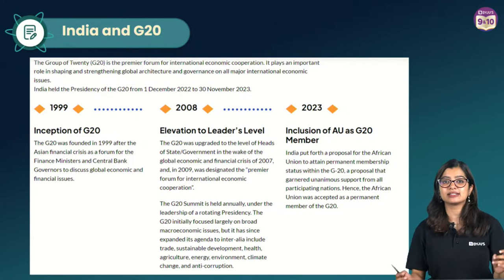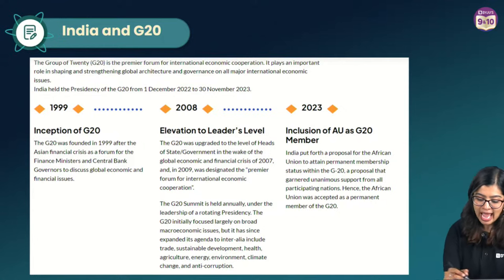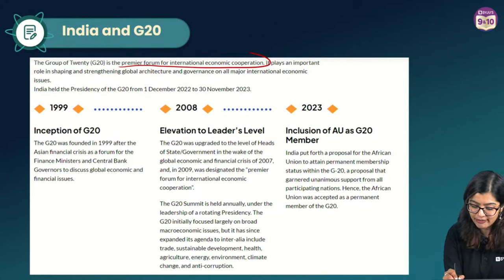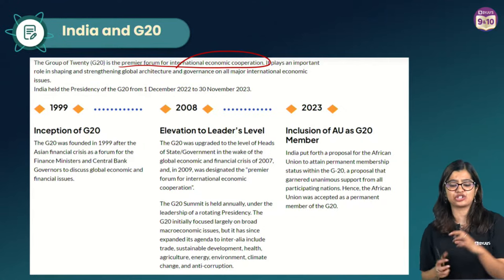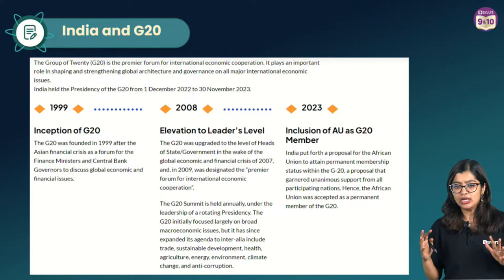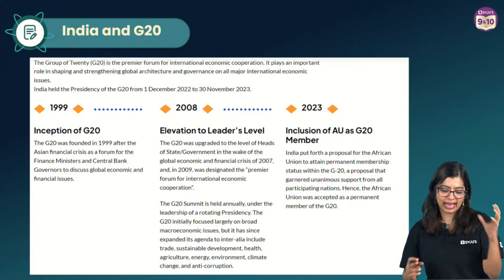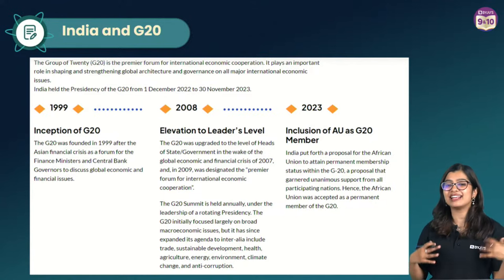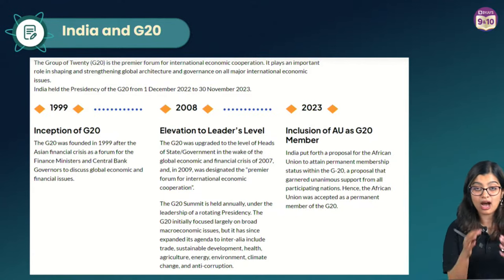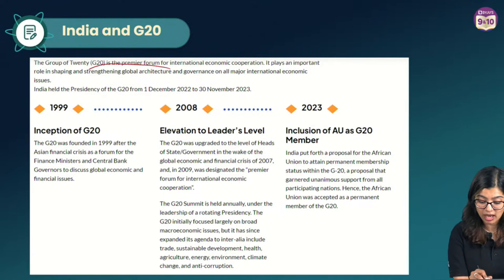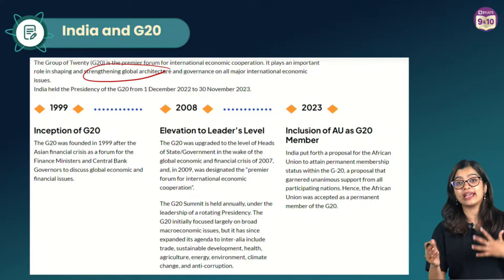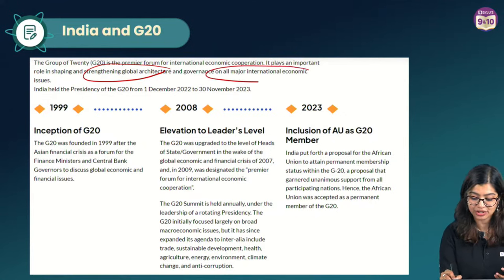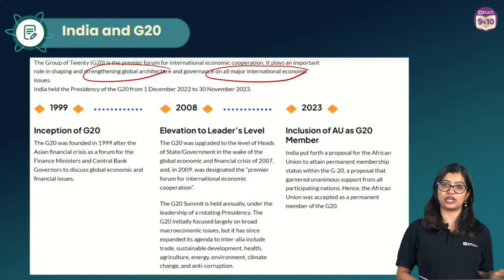Now, G20 means it's a group of 20 countries, right? And it basically acts as a forum wherein there is international economic cooperation. So their aim is basically that they come together and discuss matters that are responsible for strengthening global architecture and how they can govern major international economic issues.